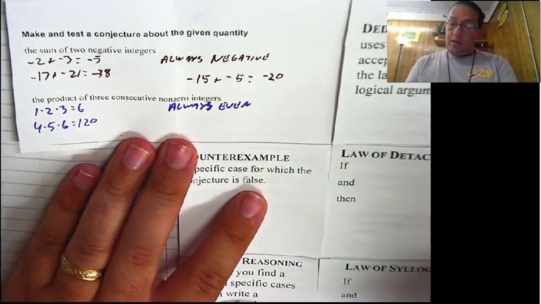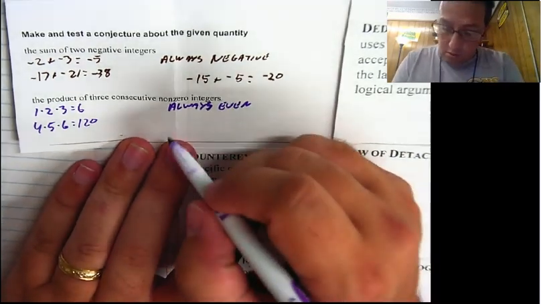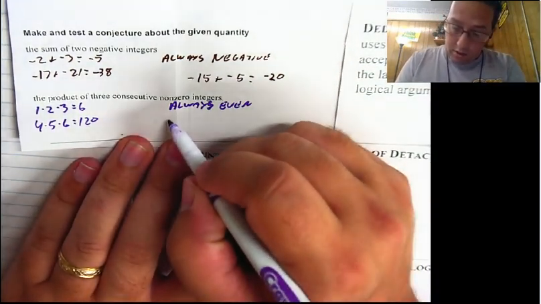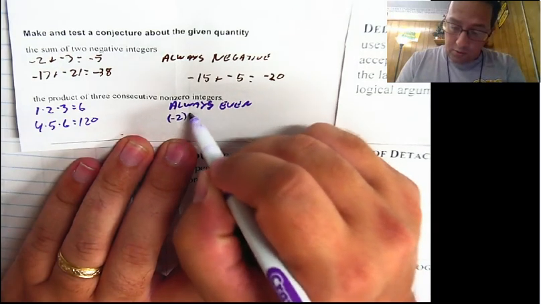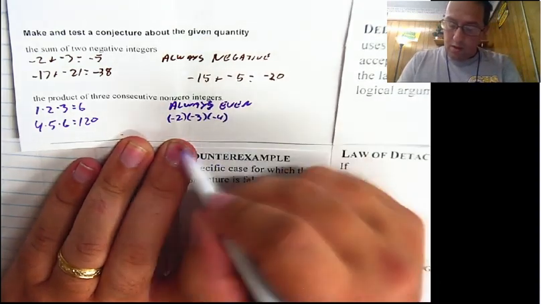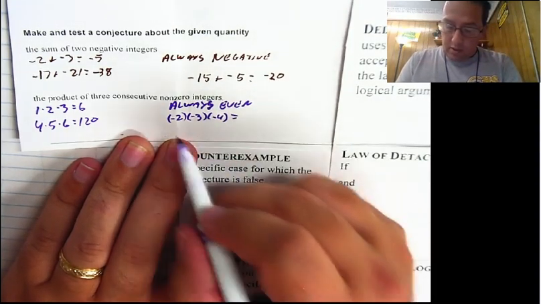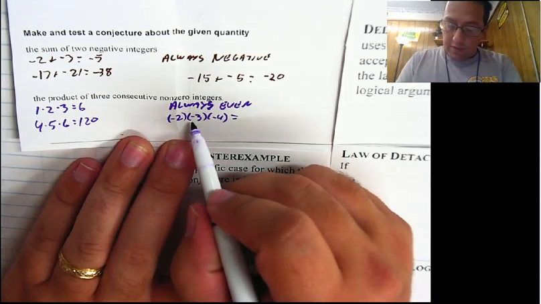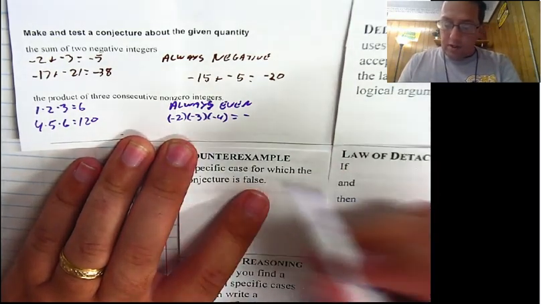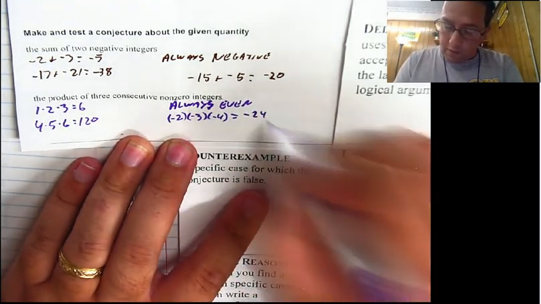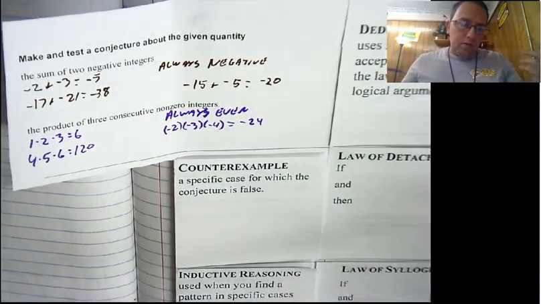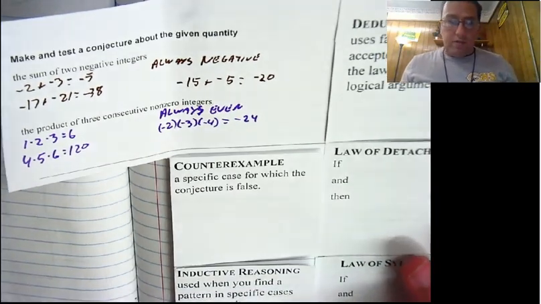It doesn't say it has to be positive, does it? It says it can't be 0. So let's throw some negatives in there, because if anything's going to mess stuff up, it's going to be negatives. So let's try -2 times -3 times -4. Those are consecutive. A negative times a negative is positive, times another negative is going to be negative. And 2 times 3 is 6, and 6 times 4 is 24, which is still even. So we're good. All right. So there we go. Those are conjectures. Got to make an observation first.